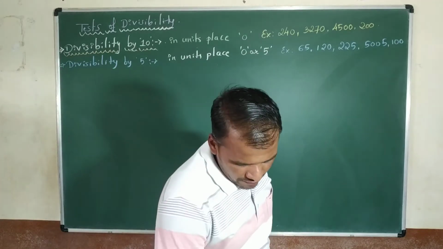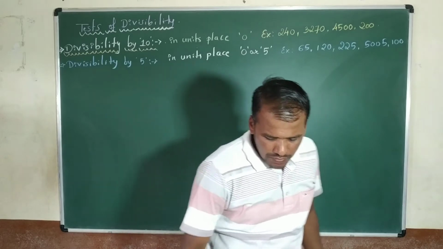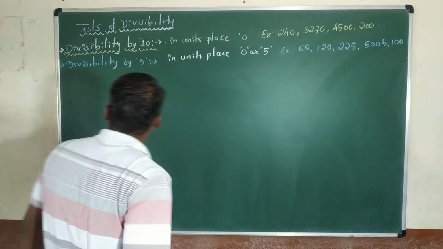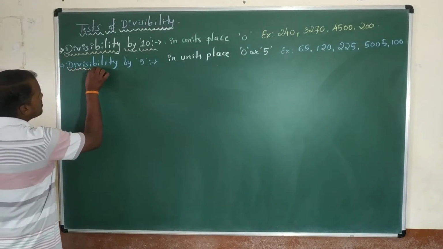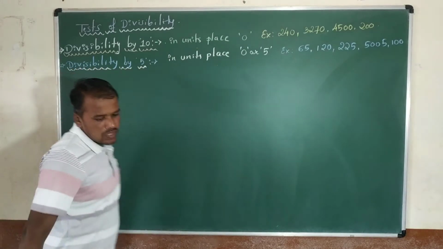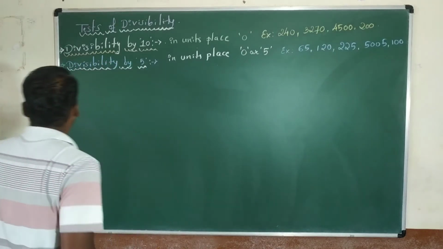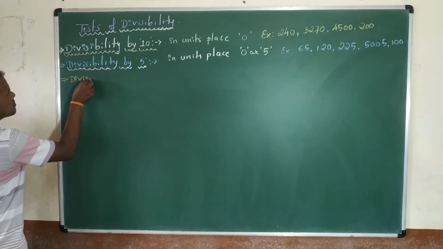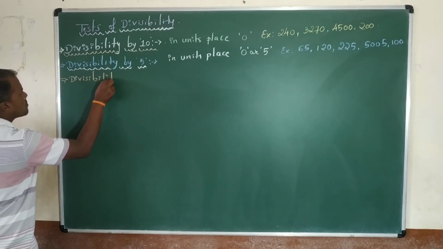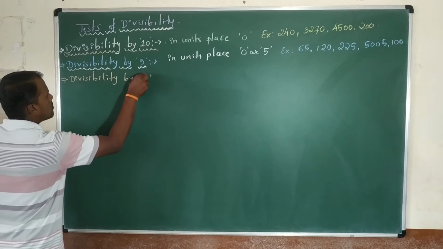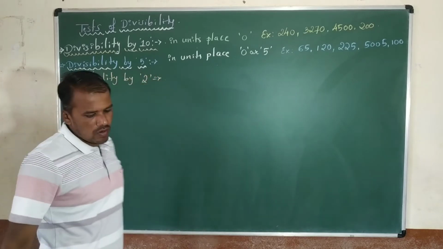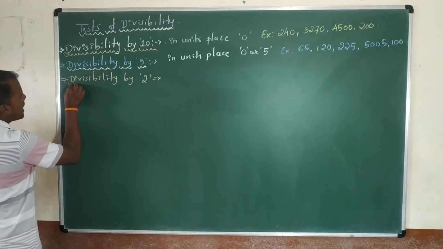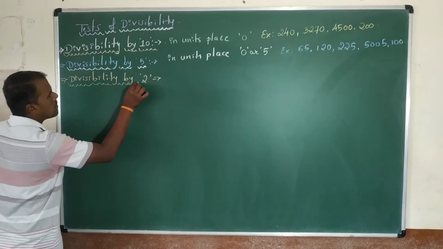After divisibility by 5, we go towards the next one, divisibility by 2. How do you explain divisibility of any number by 2? Here, a simple concept is there.